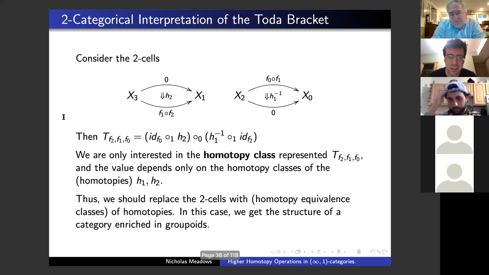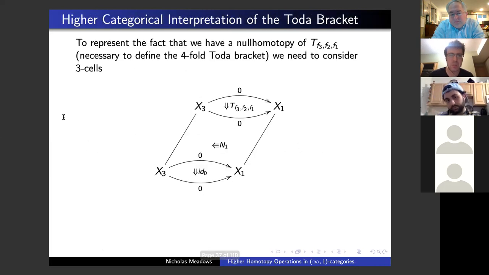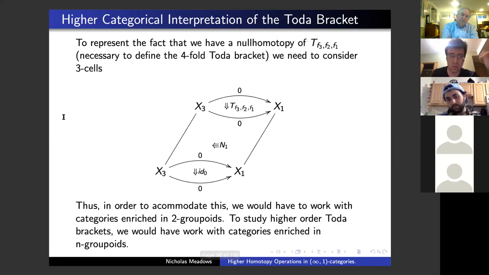So anyway, to represent the fact that we have a null homotopy of P F3 F2 F1, remember, if we have a string of 4 maps in the definition of fourfold Toda bracket, we would actually need to consider 3 cells to represent this null homotopy. Because of that, we'd have to work with categories enriched in 2-groupoids. Now, to study higher order Toda brackets, we would have to work with categories enriched in n-groupoids. My one comment about this is that for some applications, it's actually desirable to work with categories enriched in groupoids.